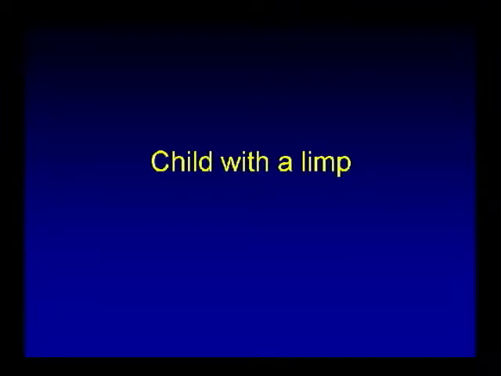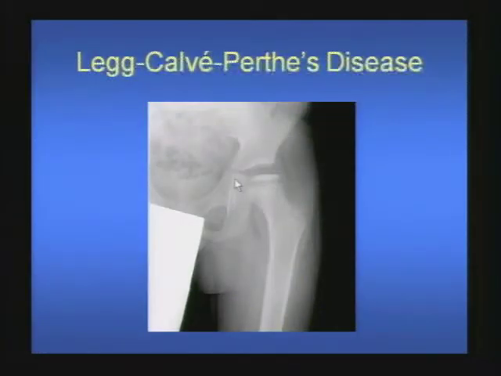Moving forward to a set of cases with a common clinical presentation of a child with limp. The first case is that of Legg-Calvé-Perthes disease. This is an Aunt Minnie showing fragmentation, sclerosis, and flattening of the left femoral head and irregularity of the physis in a patient presenting with left groin pain or limp.